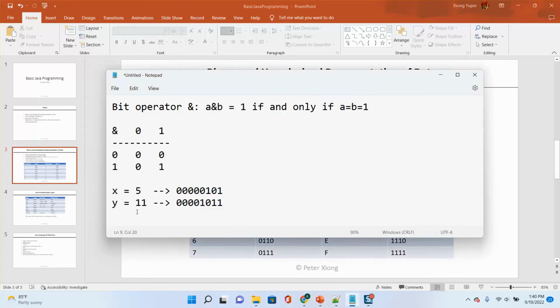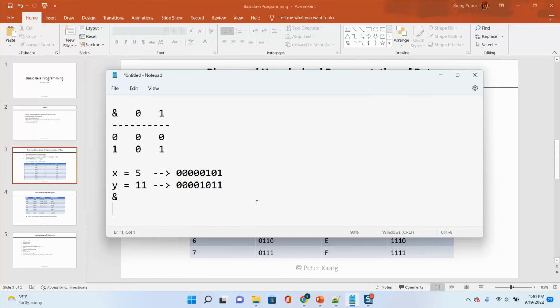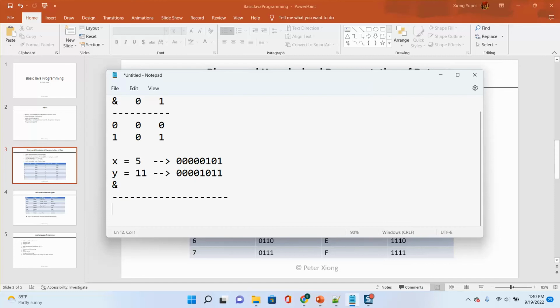Now, if I do the AND operator for the two numbers, x and y, let's see what happens. I start from the first one, 0 and 0 is 0. 0, 0, 0. So the first 4 bits, there's no problem. The next one is 0 and 1, which is 0. 1 and 0 is 0. 0 and 1 is 0. And 1 and 1 is 1. So the answer is 1. So it means 5 and 11, the result is 1.